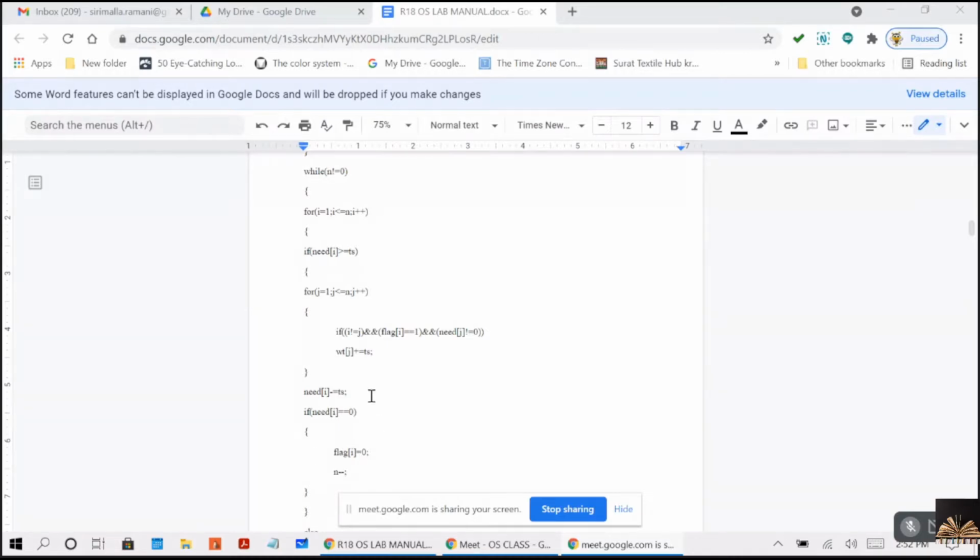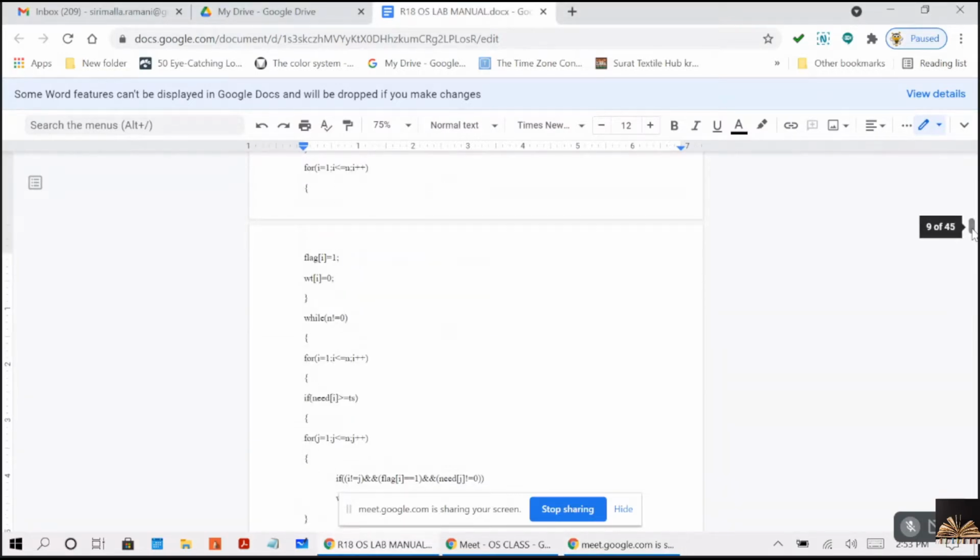After that, I am checking if need of I is equal to 0, that means the job is done with its execution. Then I am making the flag equal to 0. That means it won't require more CPU time to get executed, that job is taken out. Now n will become n minus minus, right?